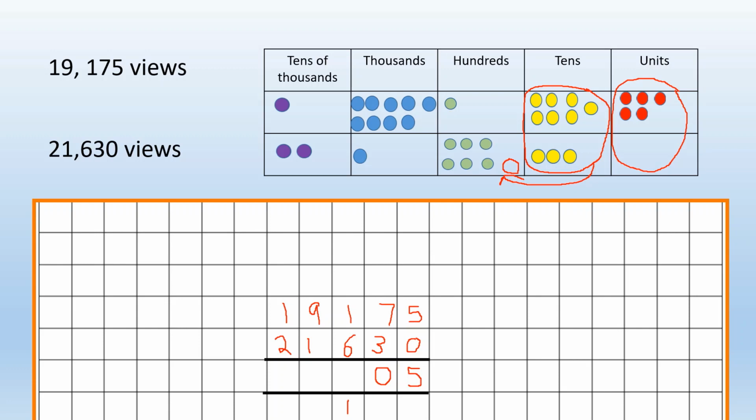Okay, let's look at the hundreds column now. We have 100 added to the 600, but we also need to remember this extra 100 that we carried over. 100 add 600, add another 100 is 800. Now let's look at the thousands column. We have 9,000 plus another 1,000, which is 10,000 altogether.